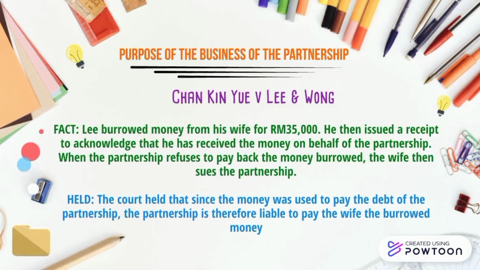The purpose of the business of the partnership. In the case law of Chan King Yu against Lee and Wong, Lee borrowed money from his wife for 35,000. He then issued a receipt to acknowledge that he had received the money on behalf of the partnership. When the partnership refused to pay back the money borrowed, the wife sued the partnership. The court held that since the money was used to pay the debt of the partnership, the partnership is therefore liable to pay the wife the borrowed money.